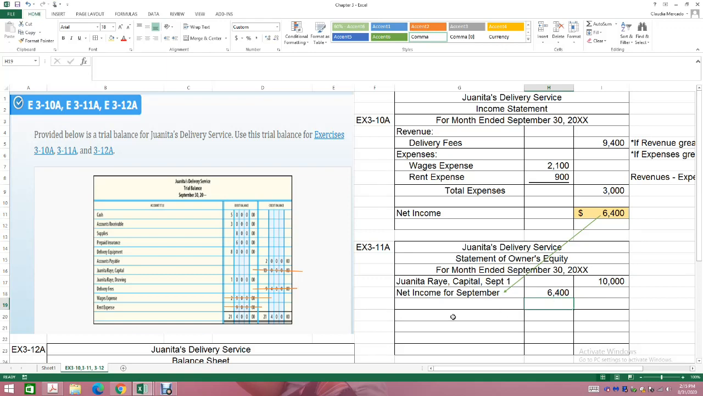And then we are going to subtract any withdrawals that the particular owner made. So any drawings is any money that the owner withdrew from the business for personal reasons. Okay. So in this case, we have a withdrawal of $1,000. Okay. So we're going to do less withdrawal for September. Withdrawals for September. Okay. So we had a withdrawal of $1,000.